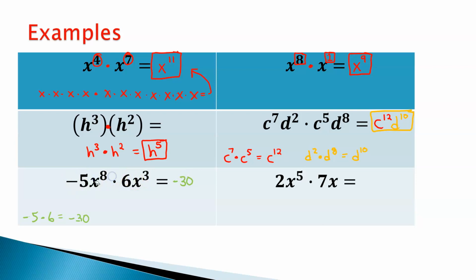Now let's work with the actual variables, right? Here we have x to the 8th, and if I cover up that -5, if I cover up that 6, times x to the 3rd. So what is x to the 8th times x to the 3rd? Again, I'm multiplying. I have the same base, x and x. Product of powers means that I'm going to go ahead and add those exponents. 8 plus 3 gives me 11. All right, that's the second part of our answer. -30 x to the 11th power would be the complete final answer.